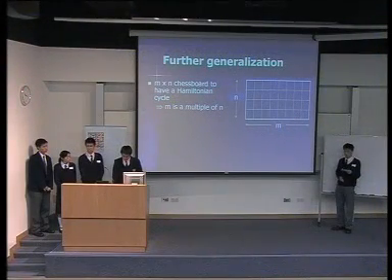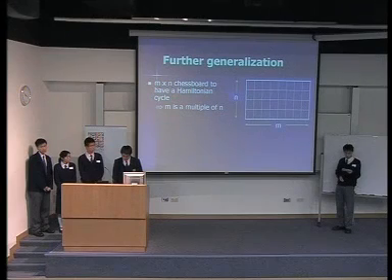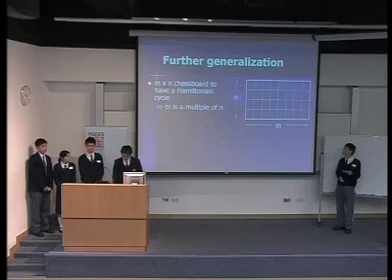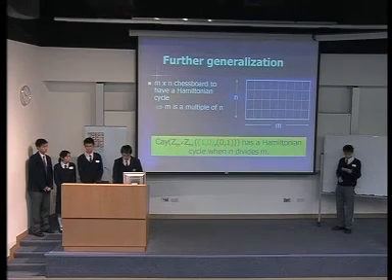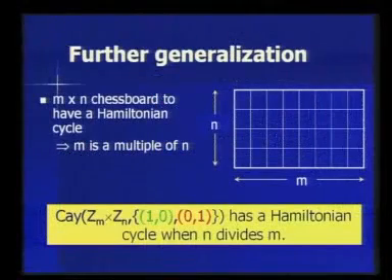Also, we have found the sufficient conditions for a rectangular chessboard to have a Hamiltonian cycle. That is, m is a multiple of n, and provided that the generating set S can be reduced and transformed into linearly independent directions (1, 0) and (0, 1).